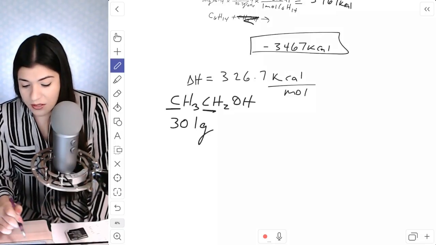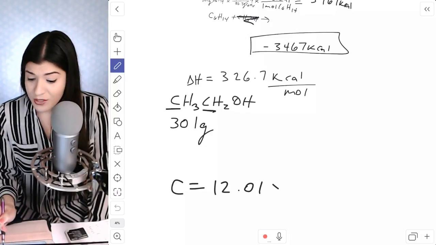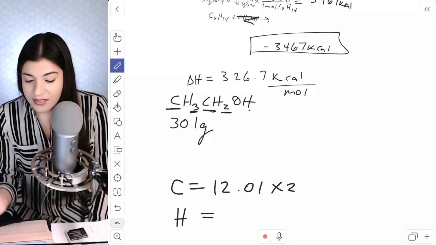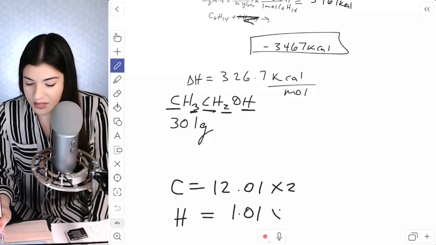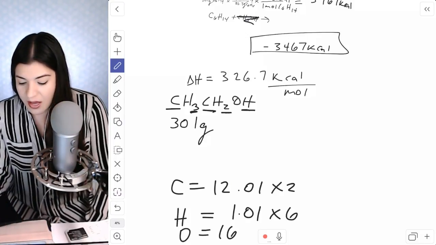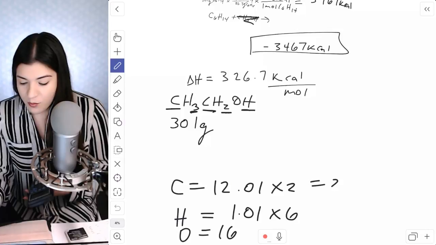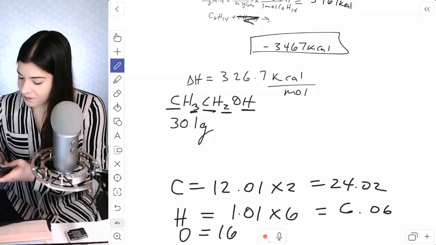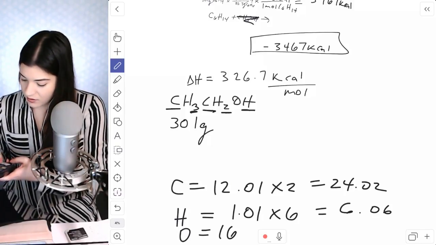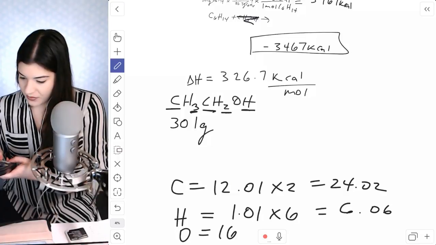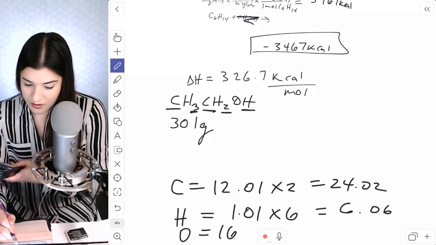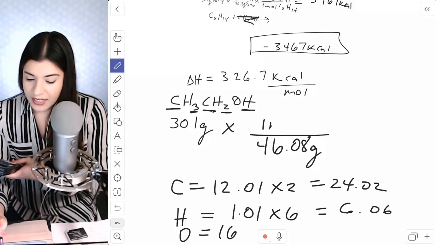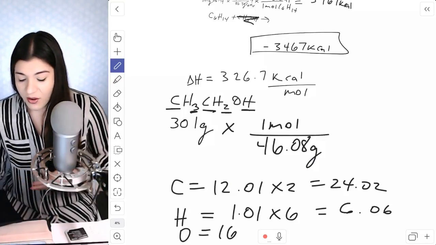So we have 2 carbons, so C is equal to 12.01 times 2. And then how many hydrogens do we have? We have a total of 3 plus 2, 5, and then 6. So 1.01 times 6. And then oxygen is just 16. I'm going to add up all of those values. This would have been 24.02 and 6.06 and then 16. So let's add up everything to figure out the molar mass. And let's see what this gives us. So this gives us 46.08, and then giving us 1 mole. And this is still of ethanol.